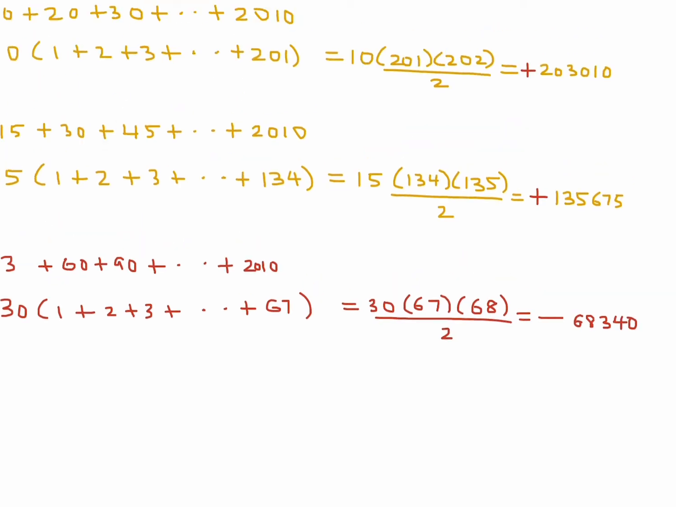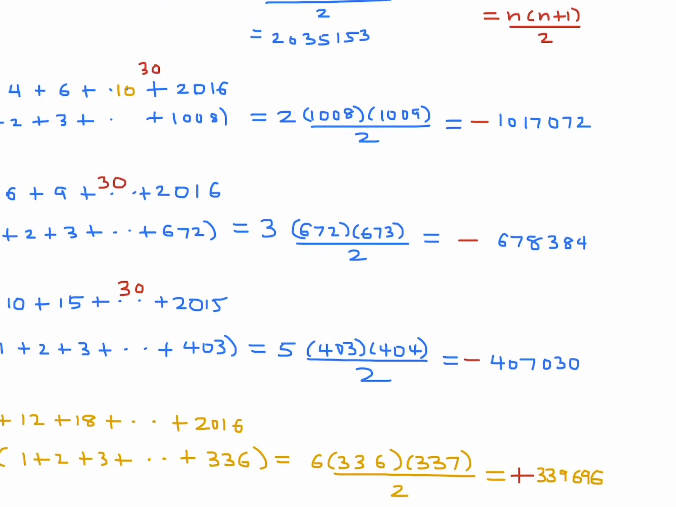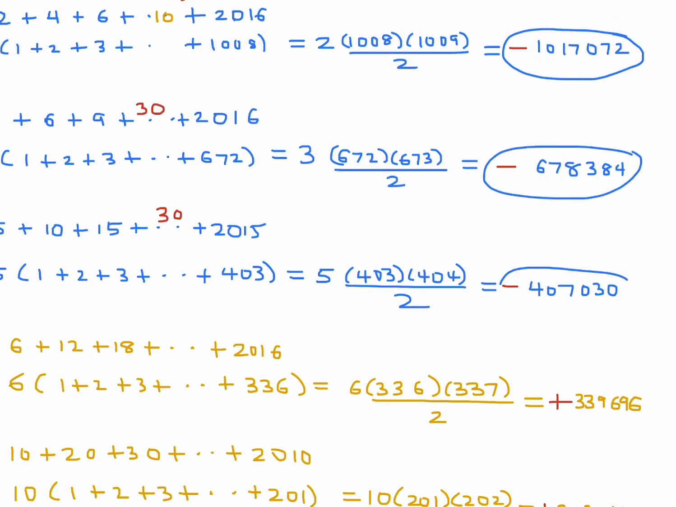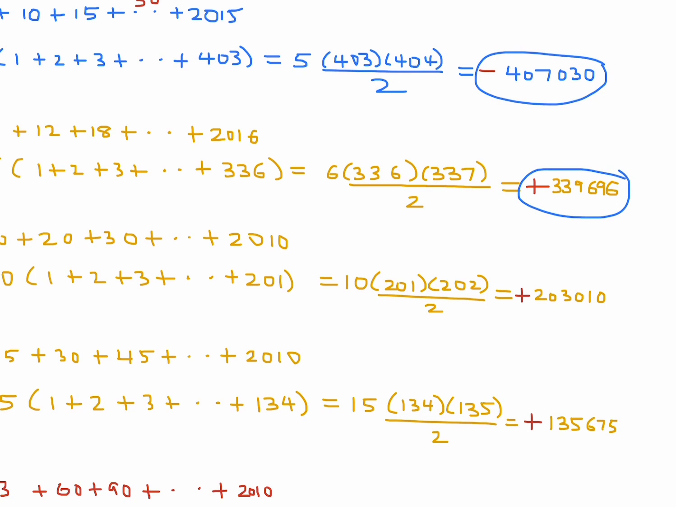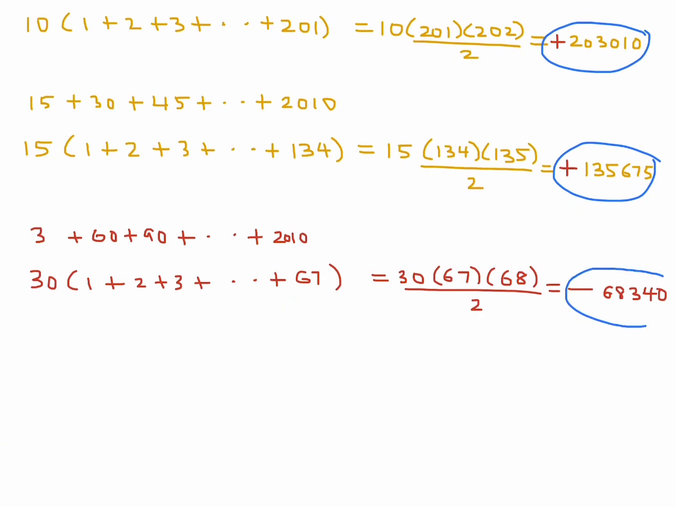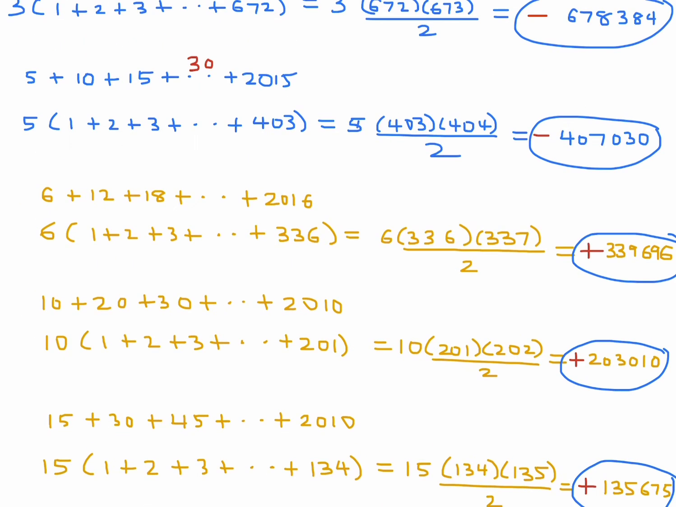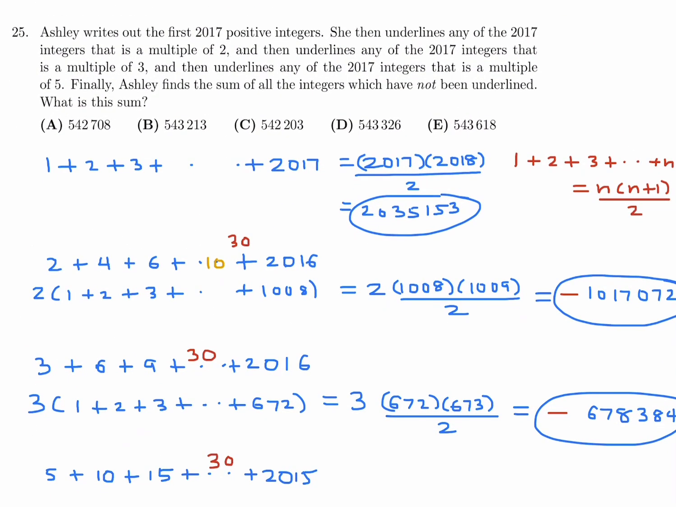Okay, now we got all our numbers, all of these numbers here, right? We have to add them all up. We'll add and subtract. So we got this one, subtract that one, subtract this one, subtract this one. Then we have to add this, add that, add this, and finally, we have to subtract this. And when you do all of that math, you get 542,708. That is your number. 542,708. And that is choice A for number 25.